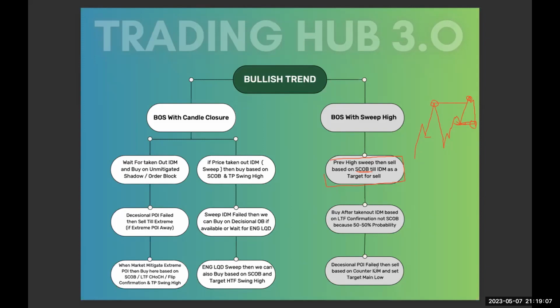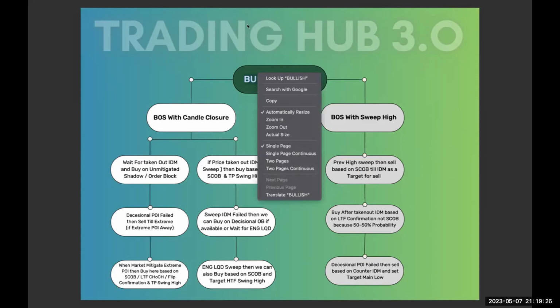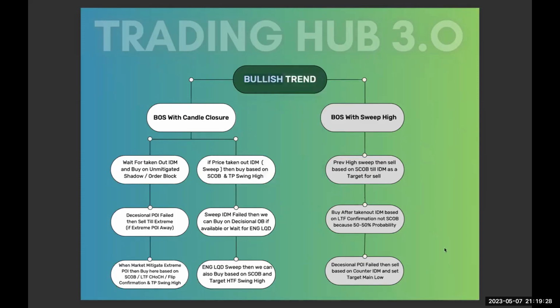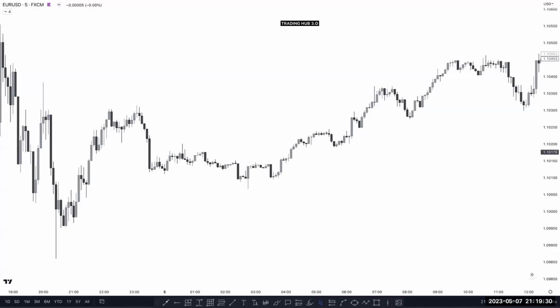Decisional PUI failed, then sell based on counter trend IDM and set main target low. If this low here is the order block and it is mitigated and failed, then you can sell here and target the main low. Okay. Now let's switch to the next scenario, which is bearish.